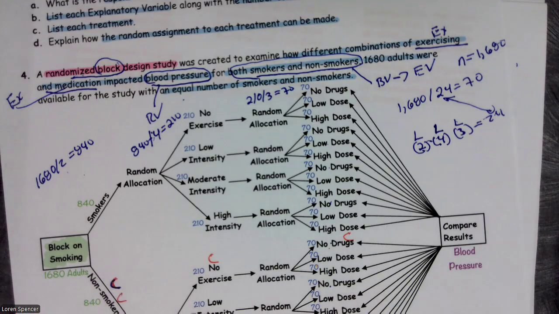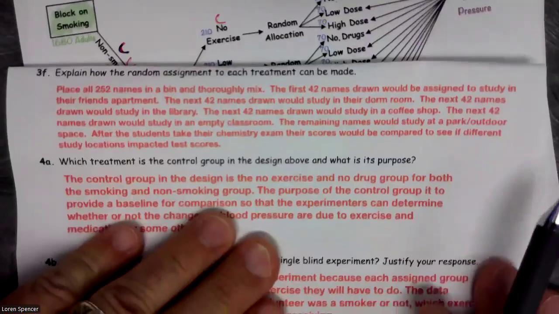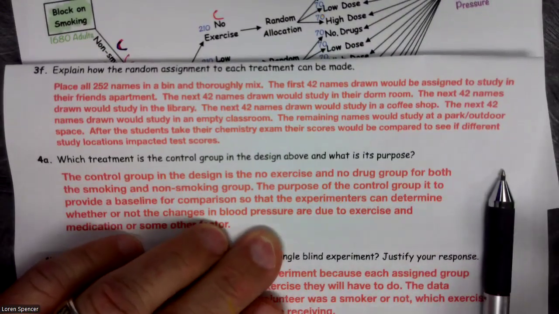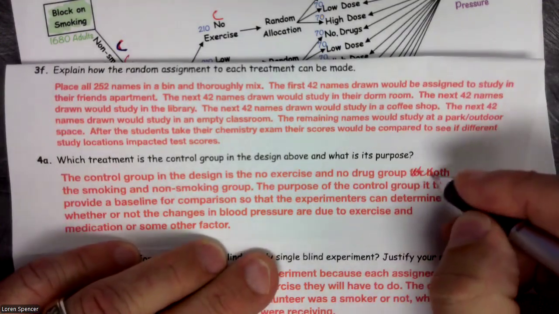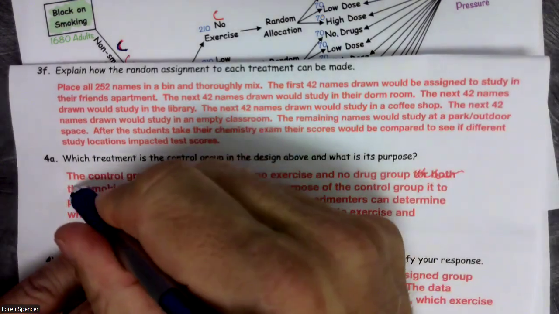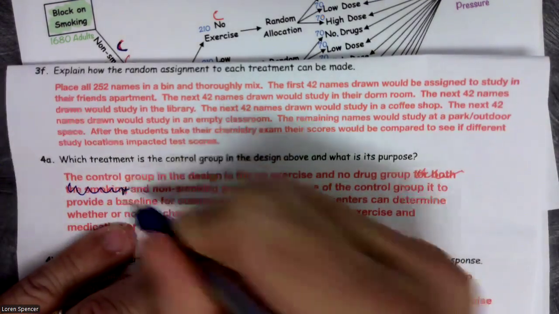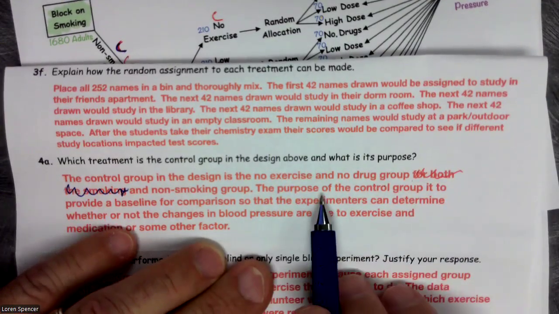So really what we'd want to say is a control group in the design is the no exercise and no drug group and non-smoking. I wouldn't say for both. Now, technically, that's kind of right. I would just say and non-smoking group. And what's the purpose?